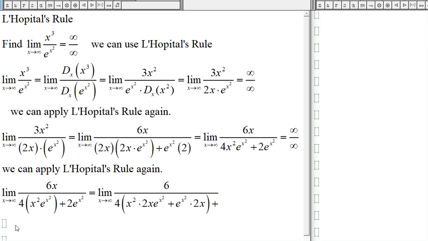And then plus, the derivative of this part is this, and the derivative of the other part is just 2 times the derivative of e to the x squared again, which is 2x e to the x squared. And then we let x run to infinity, and we get 6 on top, and the bottom just runs to infinity. So we end up with 0. And so the answer is 0.